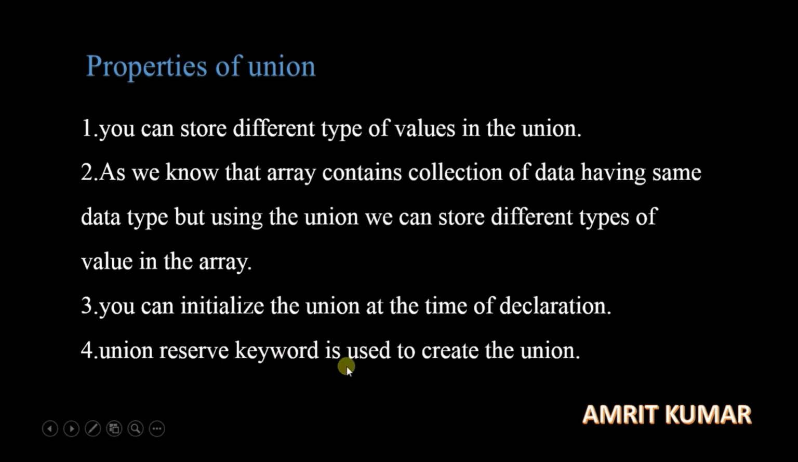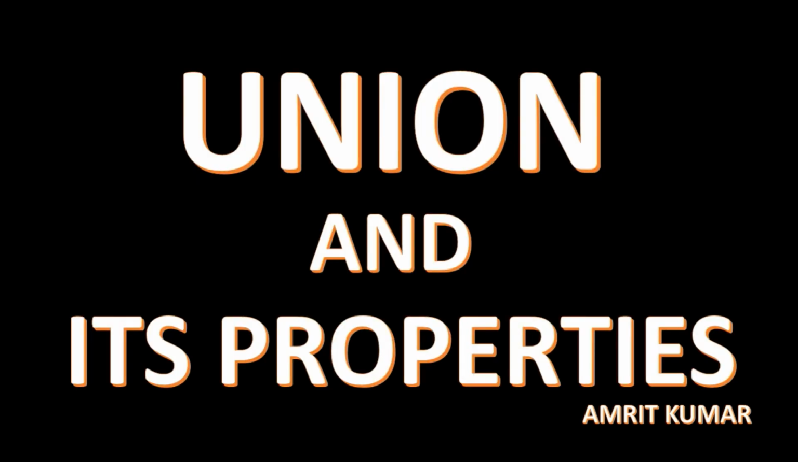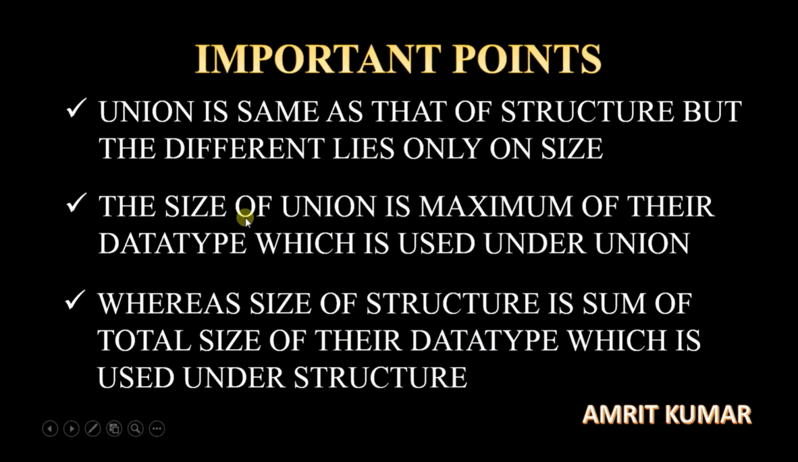The union reserved keyword is used to create the union, and the struct reserved keyword is used to create the structure. So we can say that the main difference lies only in their size. You are seeing here that the size of the union is the maximum of the data types used under the union, whereas the size of the structure is the sum of the total size of the data types used under the structure, and that is clear.